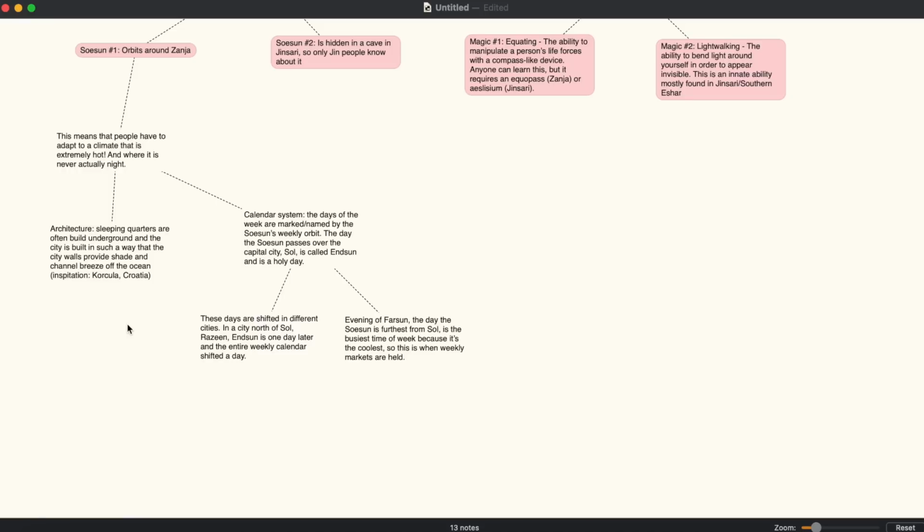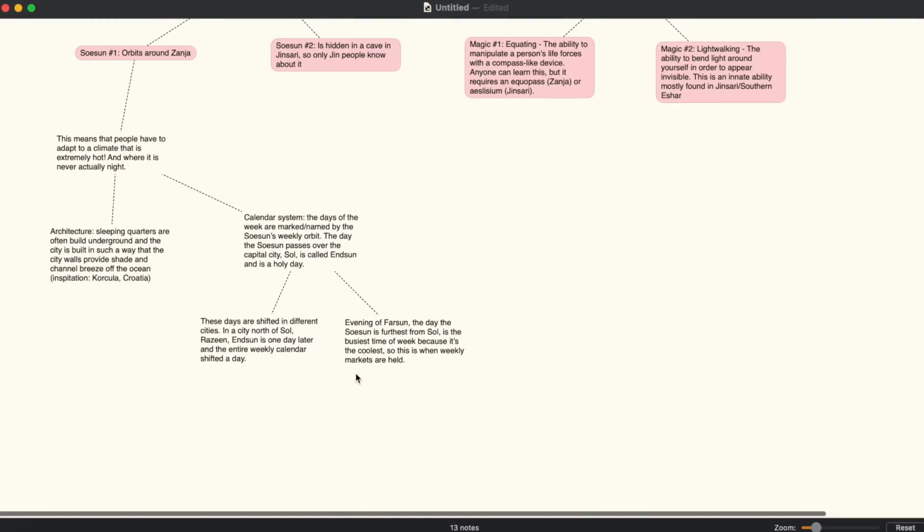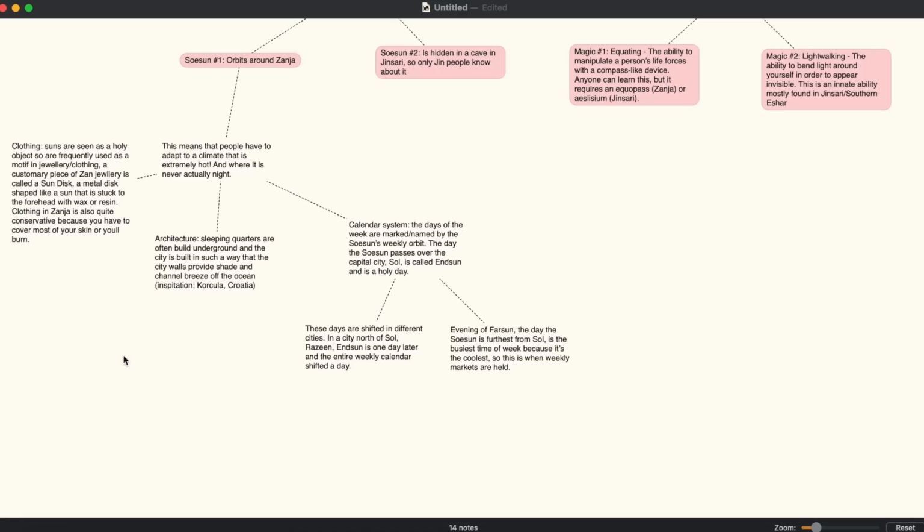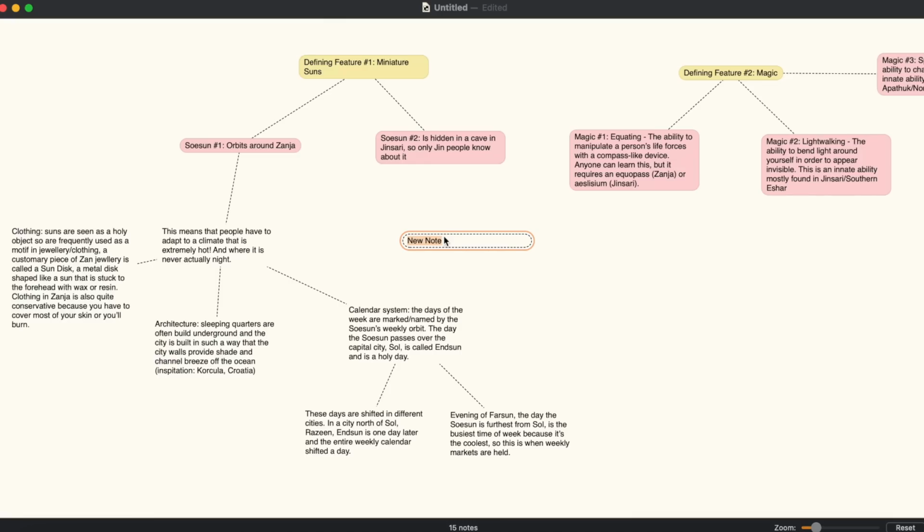And I was like, okay, this is an extremely hot seaside city, so it makes sense that they would have something like that. And you can also think about things like clothing. Suns, which I'll get to in a second when we talk about religion, are seen as a holy object, and so they're frequently used as a motif in people's jewelry and clothing. There's a very common piece of jewelry in the Zon culture called a sun disc, which is a metal disc shaped like a sun that you wear on your forehead. Clothing is going to be pretty conservative because you have to cover most of your skin or you will burn. So those are just a couple practical things, and again, you could go more into it, but those are just some general practical things.